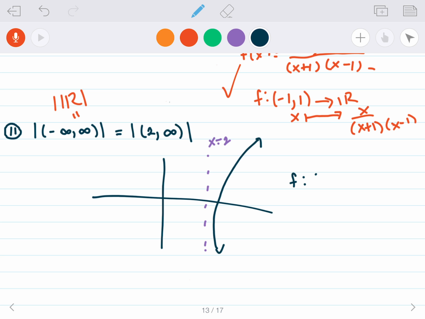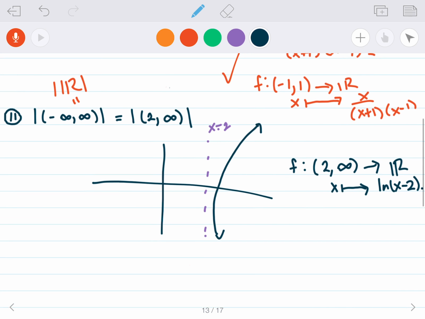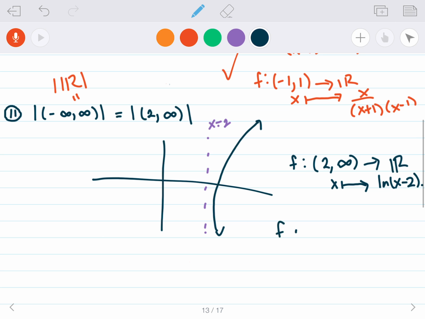So this is a log function. So let f go from 2 to infinity. Remember, one has to be the domain, one has to be the range. Doesn't matter whether it's on the left or the right. And so this is the natural log with a shift. And so we can say that x in 2 to infinity is going to go to ln of x minus 2. Okay. And so f is a bijection.